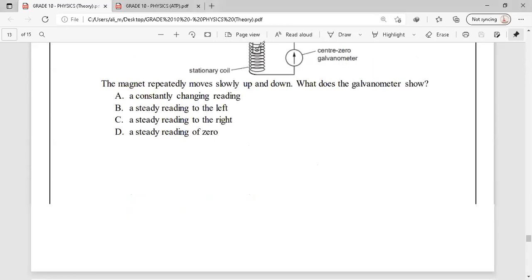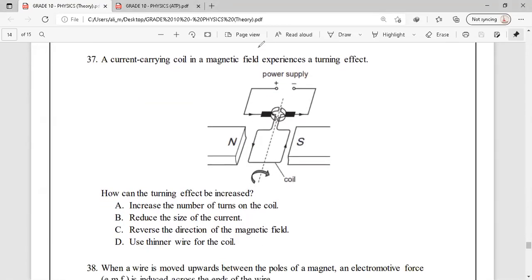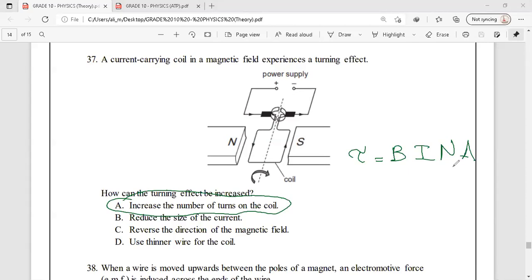Let's come to our next question, question number 37. A current carrying coil is placed in an external magnetic field and experiences a turning effect. How can this turning effect be increased? The correct answer is increasing the number of turns in the coil. The factors of torque are B, I, and A. The torque acting on the coil can be increased by increasing the magnetic field strength, the amount of current, the number of turns, and the area of the coil. These are the four factors on which the turning effect of the coil depends. Option A is the right answer.